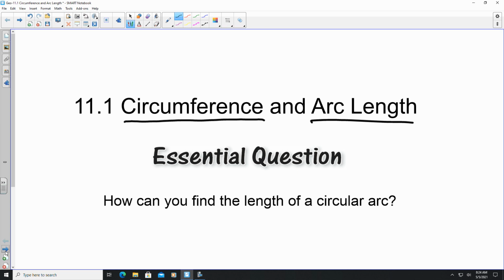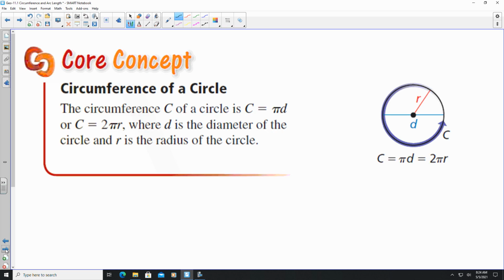To get into the review of this, circumference is the distance around a circle, and depending on what information is given to you, whether you are given the diameter or the radius, the circumference is either going to be pi times the diameter, or it's going to be 2 times pi times the radius, again, depending on what information is given to you.